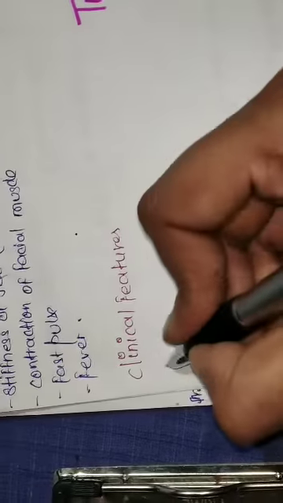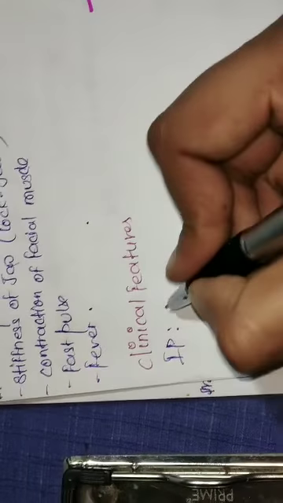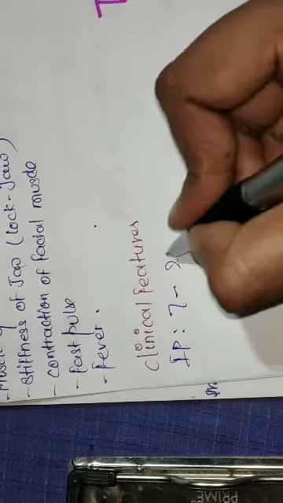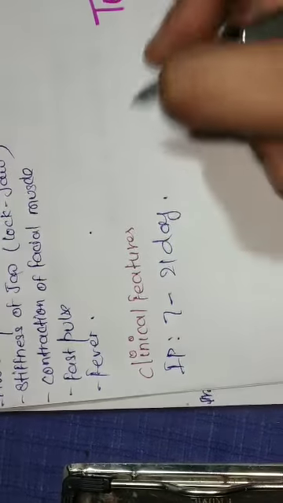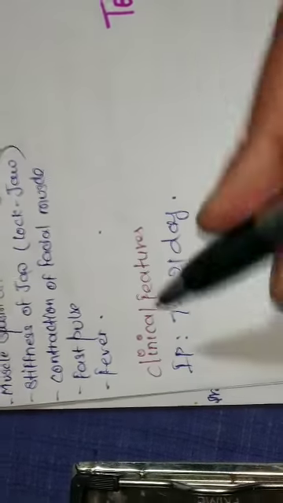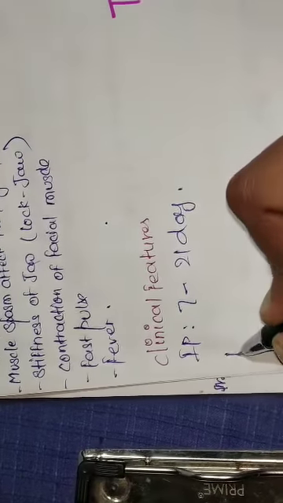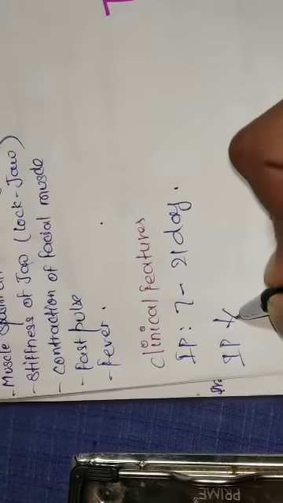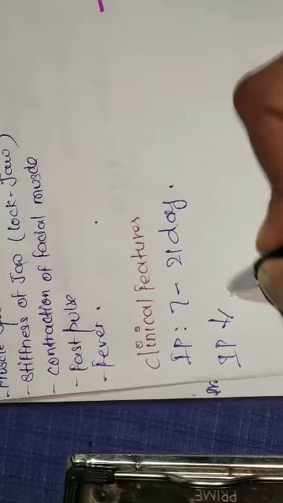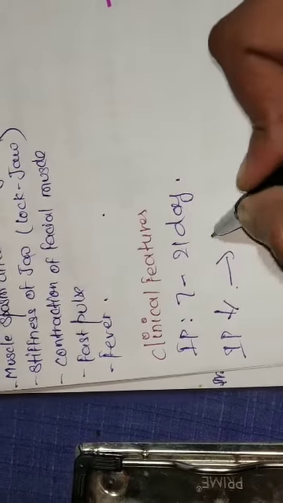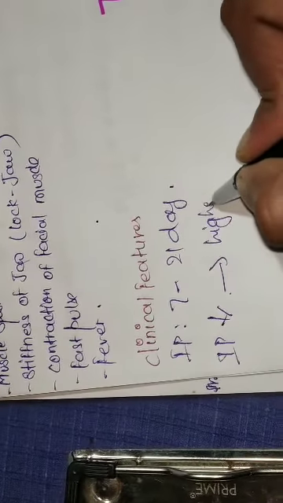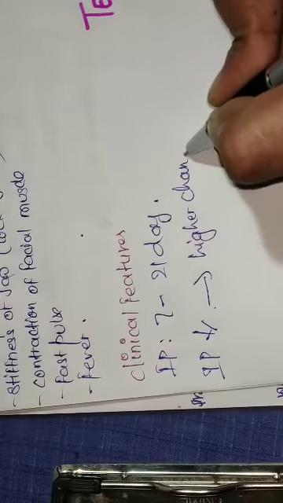If we talk about the clinical features, the IP, the incubation period, is 7 days to 21 days. Here, the shorter the incubation period, meaning if the IP is less, the higher the chance of death.